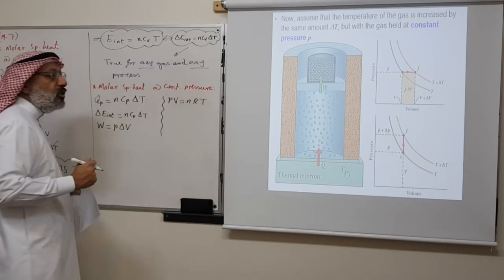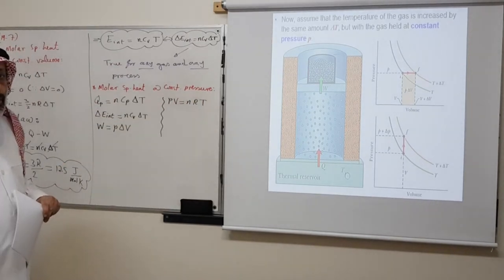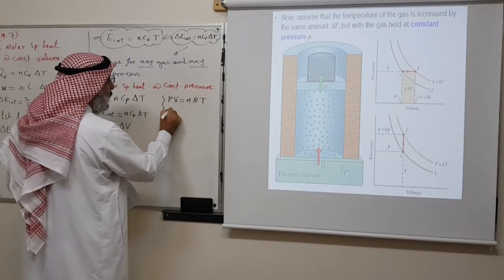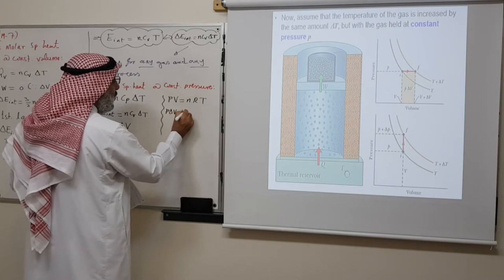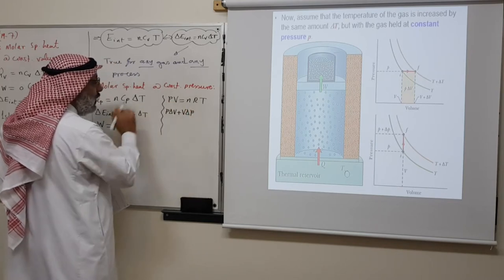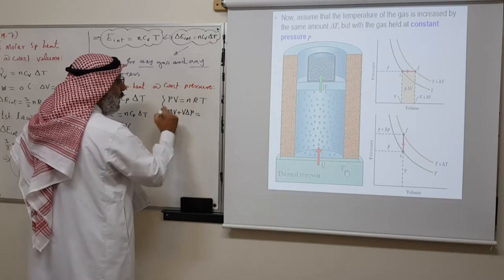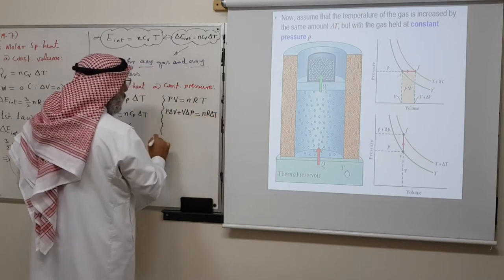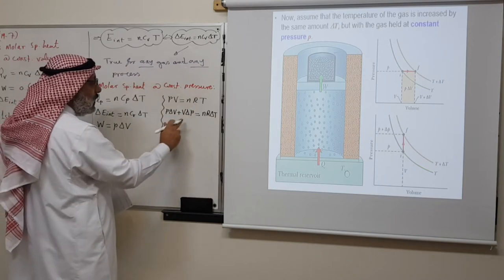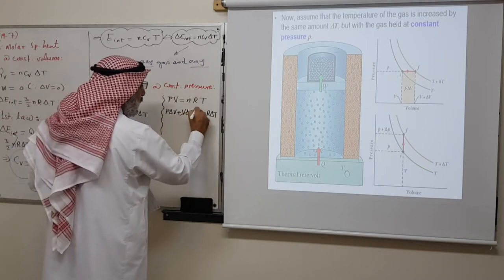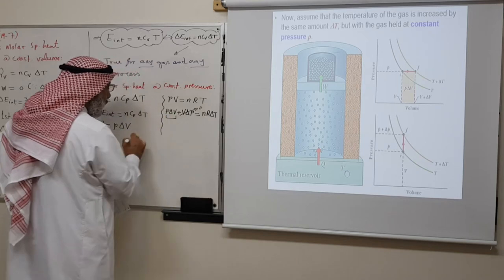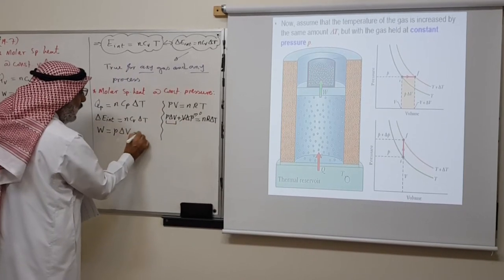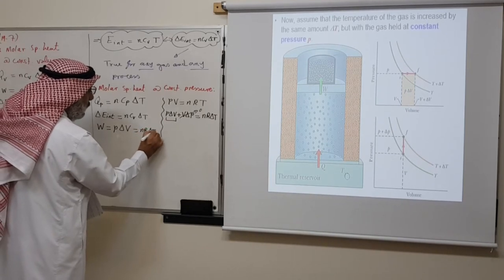Let's take the differential of this equation. Apply the chain rule of calculus. The change of this quantity is P delta V plus V delta P. Both are variables. And here nR are constants, so this is nR delta T. In this process, the pressure is constant, so delta P is zero, that is out. P delta V is the work done in this process, so that is equal to nR delta T.